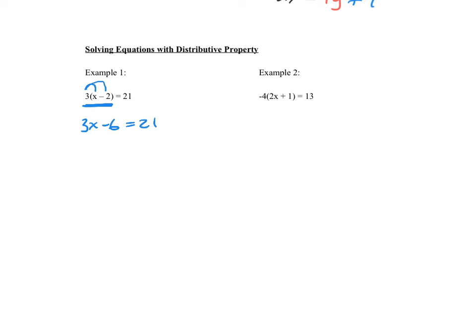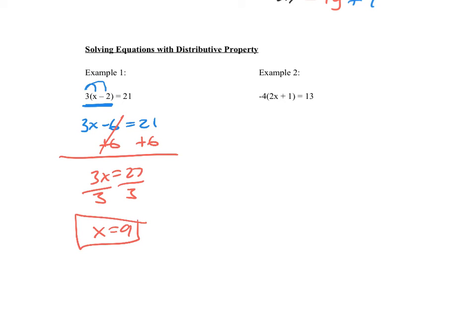My first step, of course, would be to add 6 to both sides. This is a good review of solving equations. So I get 3x is 27, and then I would divide both sides by positive 3, and I would get 9. And remember, when we're solving equations, it's always a good idea to take your solution and plug it back into the original equation, and you can do this in your head if you wish. It would be 9 minus 2 is 7, and 7 times 3 is 21. So I know I'm correct.